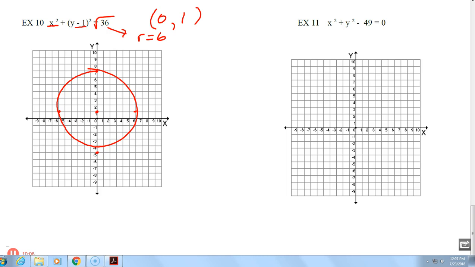Now, number 11 is a little funky because I notice I got this plus 49 over here. If you're going to do this equation, you got to get the x term to the left, the y term to the left, and all constants or numbers by themselves have to be to the right. So I'm going to need to add 49 to both sides to make this look a little more normal, which would be x squared plus y squared equals 49. Now we're money. We got a center at 0, 0. We got a radius of 7, centered at the origin. Go 7 in every direction. Boom, boom, boom.